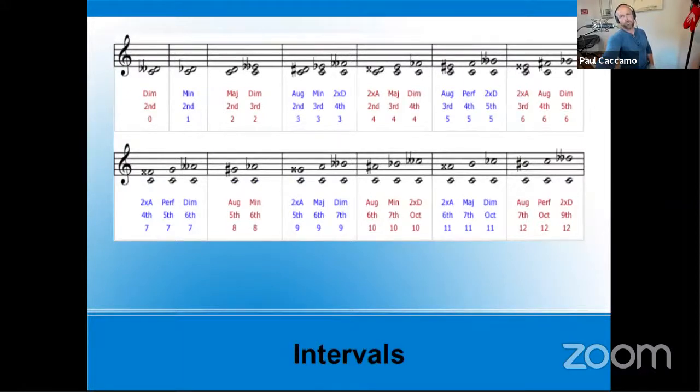Now, intervals is perhaps the most important part in sight reading, in sight singing in particular. And here you have a map of all of these. Now you can see that there's all these enharmonic spellings. You can ignore the enharmonic ones for the most part. But you can see that we have minor second, major third, minor third, all of these different intervals and what they look like.